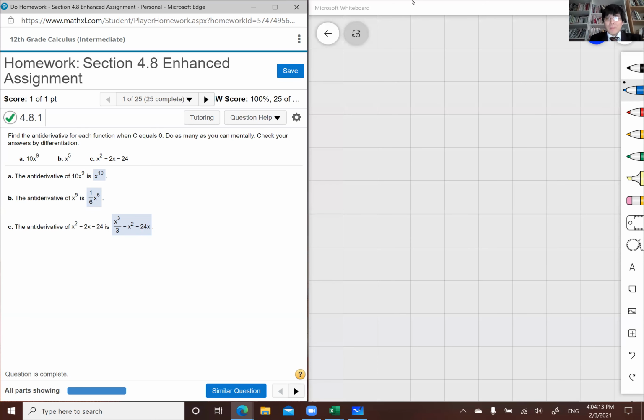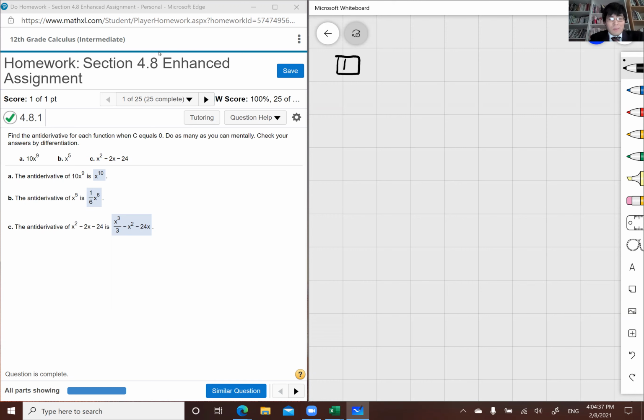Hello. This time I'm going to explain section 4.8, which is about the antiderivatives. Okay, there are 25 problems, mostly just simple computations. So I'll start explaining from question number 1. Find an antiderivative for each function when c equals 0.